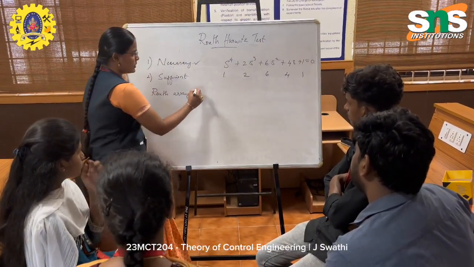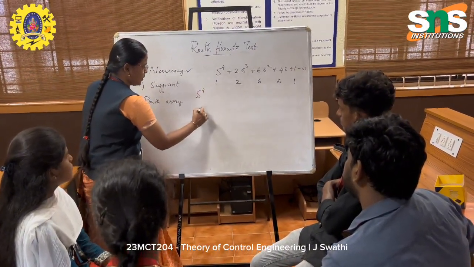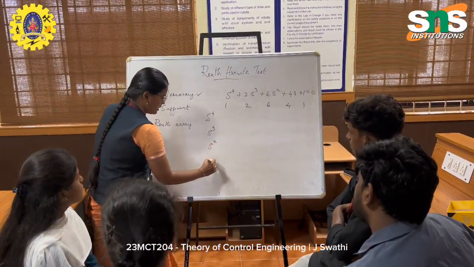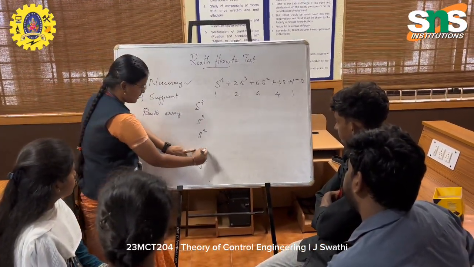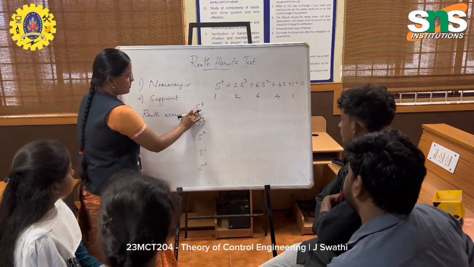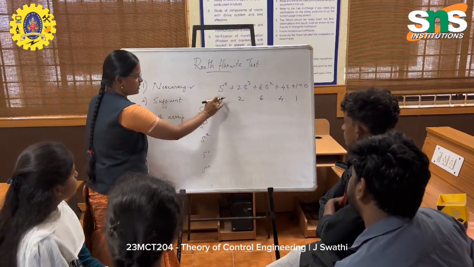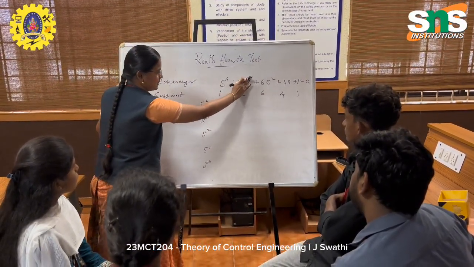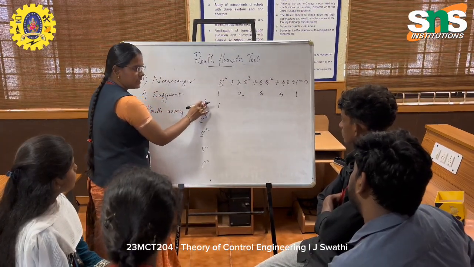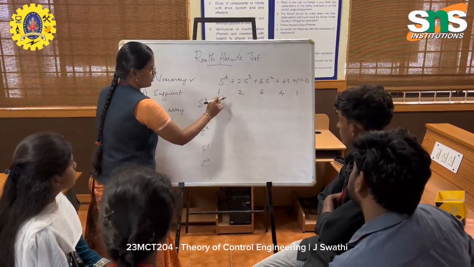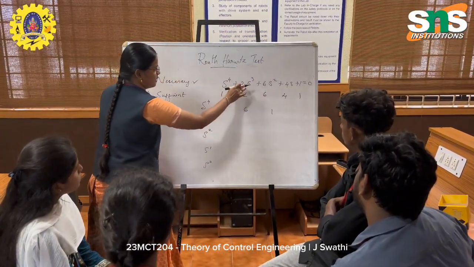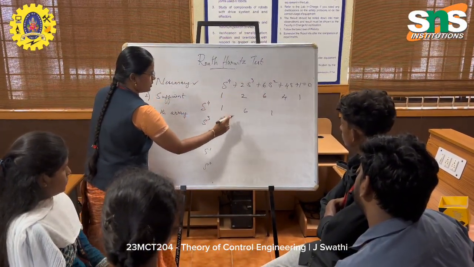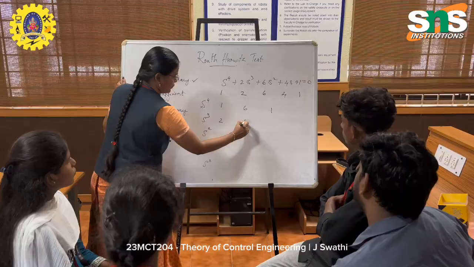So to form this array, I am taking S4, S cube, S square, S power 1, and S0. From S4, the coefficients are 1, 6, 1, taking the even order and neglecting the odd one. Now the S cube coefficient is 2, and after 2 it is 4.